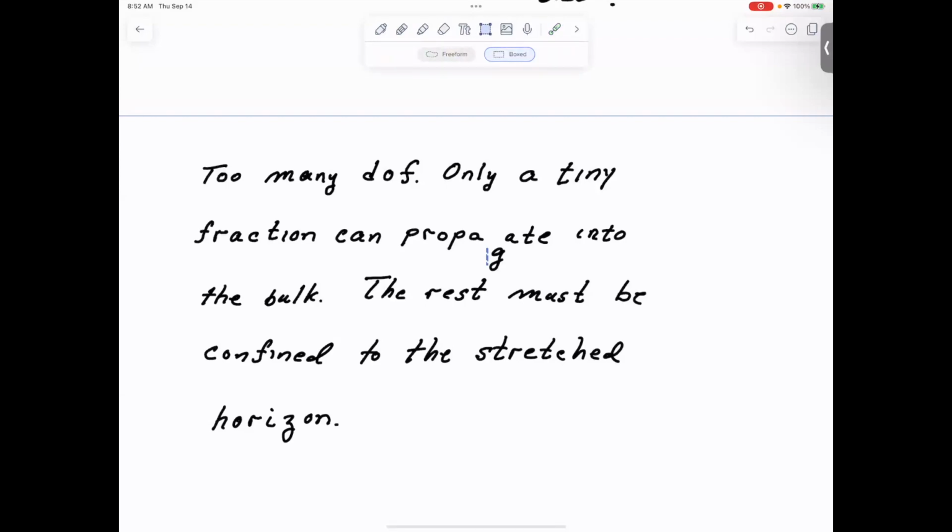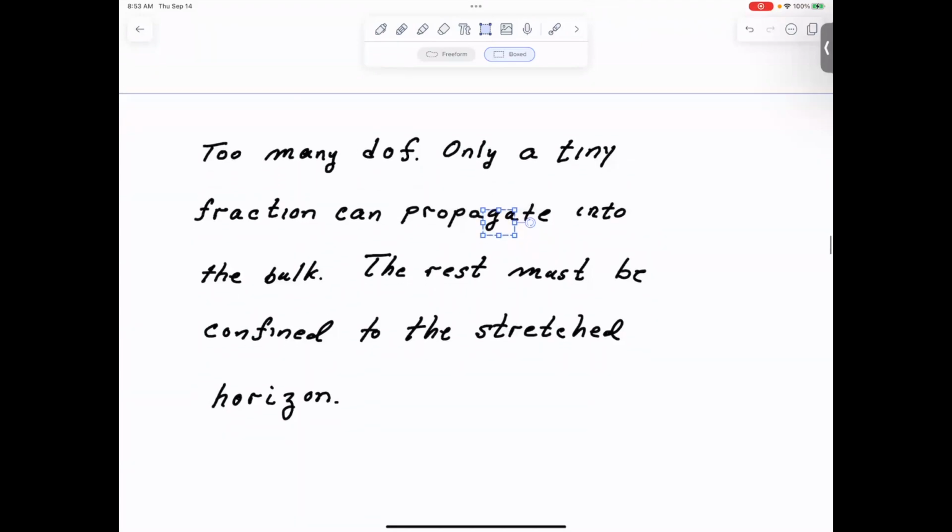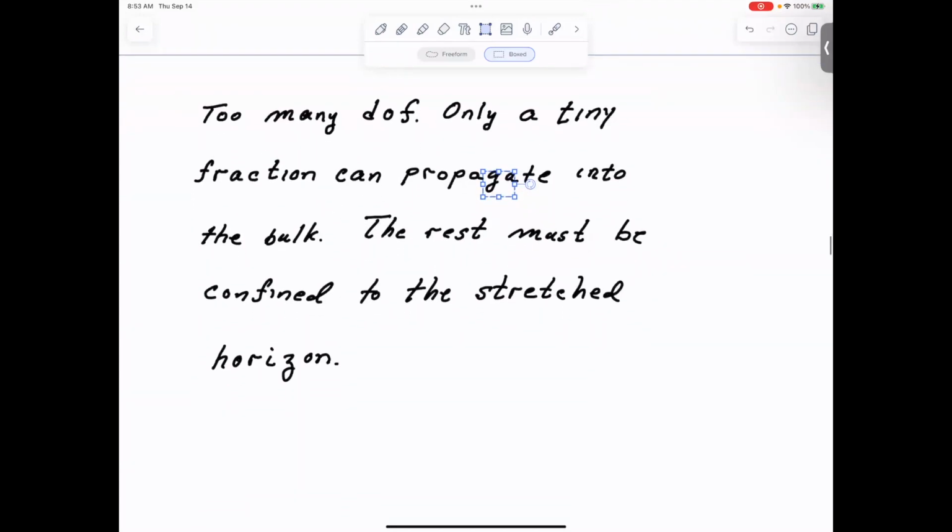My G is dangling. Yeah. There are too many degrees of freedom for them all to be able to propagate, and only a very, very tiny fraction of them should materialize as propagating fields in the bulk. The N fermions cannot all propagate into the bulk, and in fact, I would guess that none of them do.